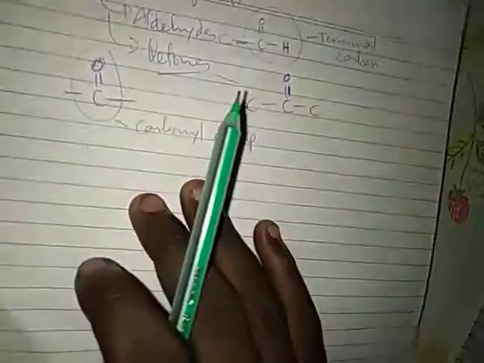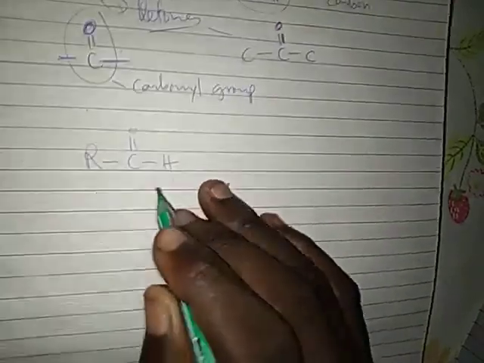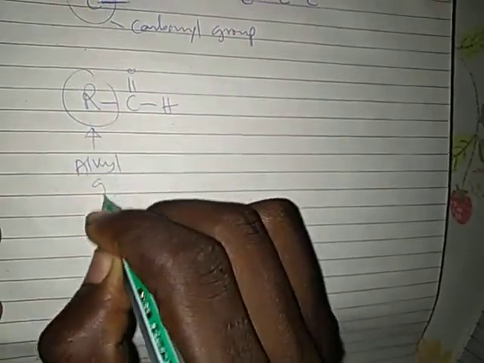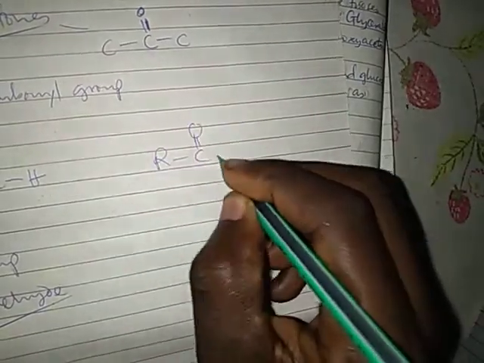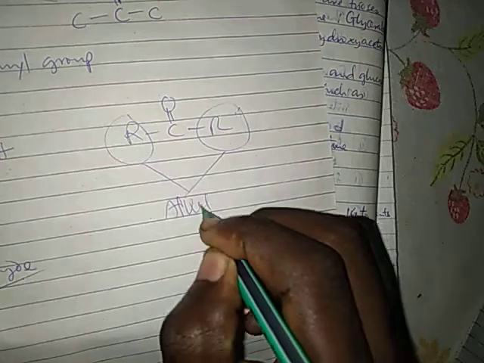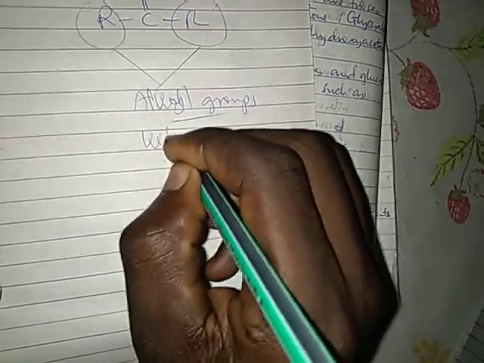Simply, we normally write an aldehyde as R, then C, double bond O, H, where R means an alkyl group. This is an aldehyde. And we normally write a ketone as R, C, double bond oxygen, R, meaning that these are alkyl groups. So this is the ketone.